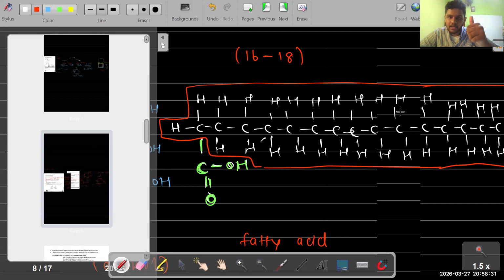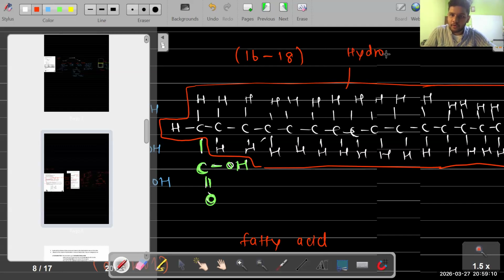Yes, sir. Hydrocarbon means it should contain only hydrogen and carbon. Does it have only hydrogen and carbon in this red part? Just look at this red part here. Yes, sir, it has only carbon and hydrogen. Do all the students agree with that? Yes, sir. Now, as this hydrocarbon tail or hydrocarbon chain has only carbon and hydrogen, it is said to be hydrophobic.